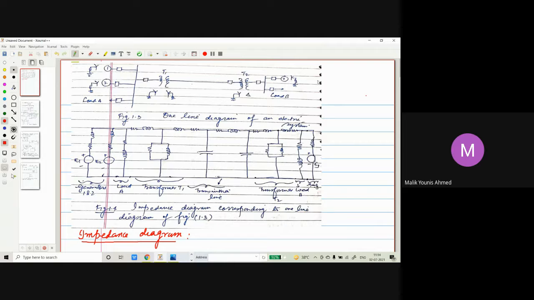Number 1 means generator number 1, that means number 1 generator. Number 2 here means generator number 2. Number 3 means here generator number 3. So this is the meaning of 1, 2, 3.